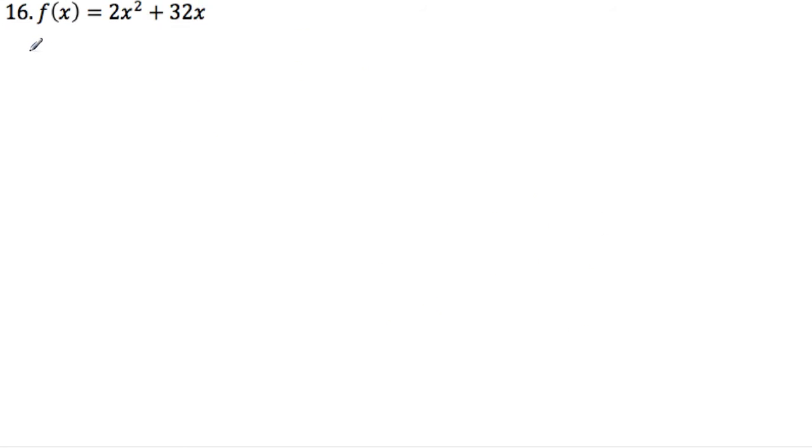And the last one, this is a good one. So f of x equals 2x squared plus 32x. Again, we set this equal to 0. Factor out the greatest common factor, which is an x, so we get 0 equals 2x times x plus 16.